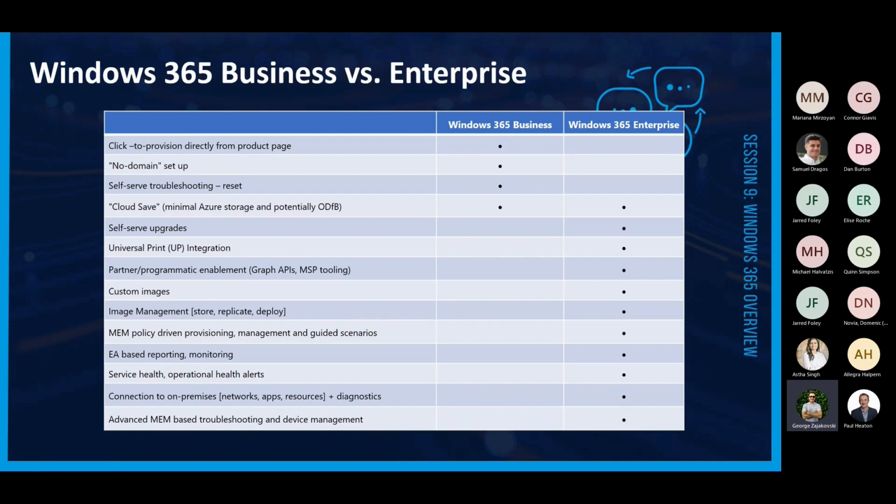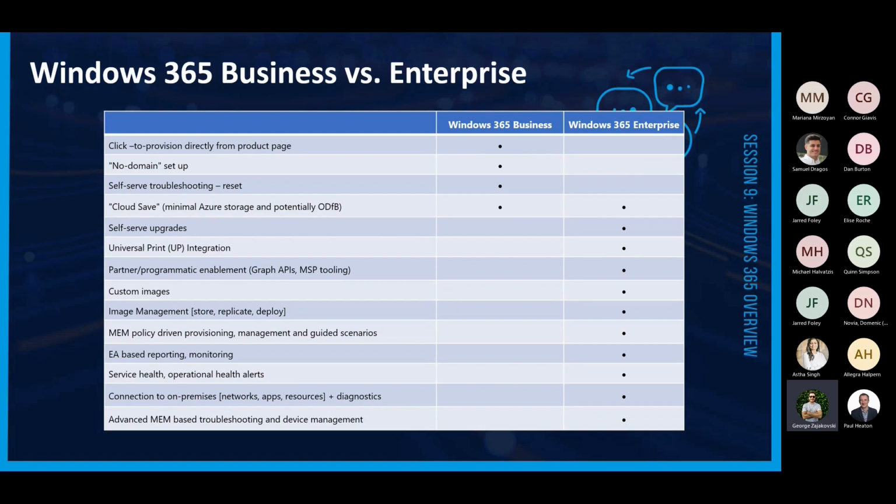But what Business offers is there on the left-hand side, and the Enterprise SKU is on the right-hand side. So you can obviously see Enterprise has got more features, more things that your users can do, more things that your admins can do.